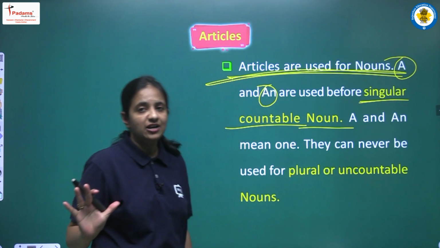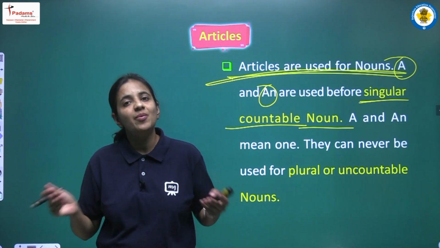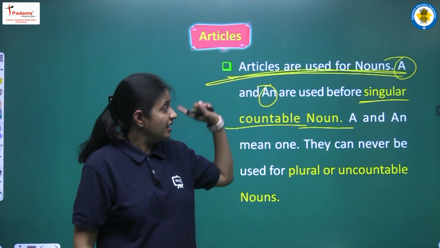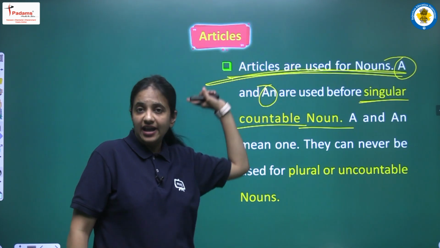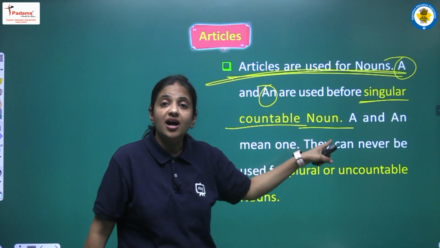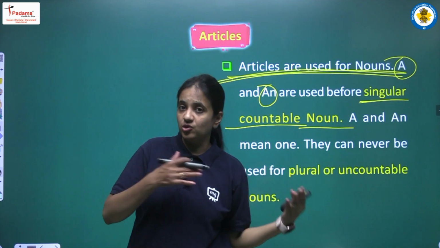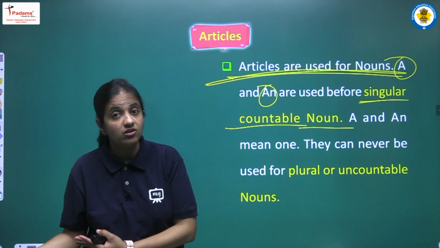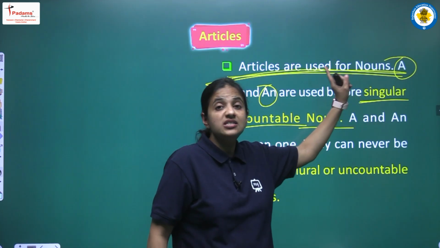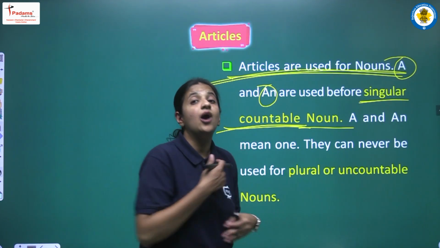So the first thing that we have here is that articles are used for nouns, right? And we all know about nouns. We have so many different kinds of nouns. The next important thing is that A and AN are used for singular and countable nouns. So I hope you all understand what singular means. We have singulars, we have plurals, but A and AN are always and always used for singular nouns. And the second important thing, they are used for countable nouns.